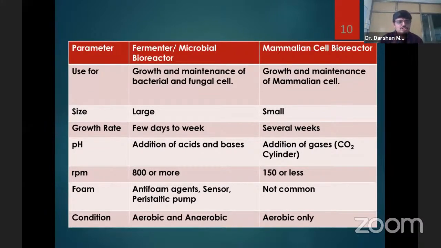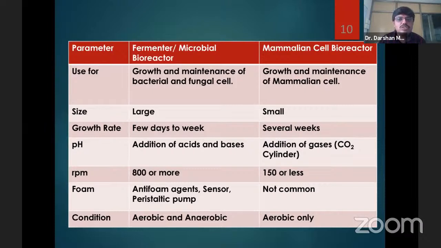Fine. Now try to understand that whatever microbial bioreactor is there, that is basically utilized for what? As many of you have given the answer, it is utilized for a growth and maintenance of bacteria as well as a fungal cell. Whereas mammalian cell bioreactor you can utilize for growth and maintenance of mammalian cell. For that particular purpose, you can utilize a bioreactor. When we talk in terms of size, whatever your fermenter or microbial bioreactors are there, they are large. That means they possess a size of a gallons.